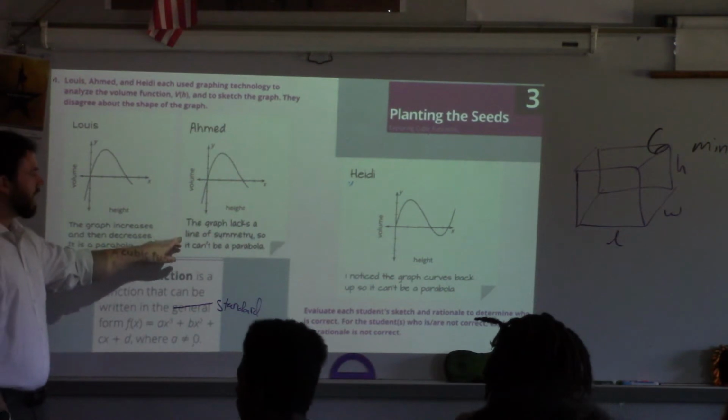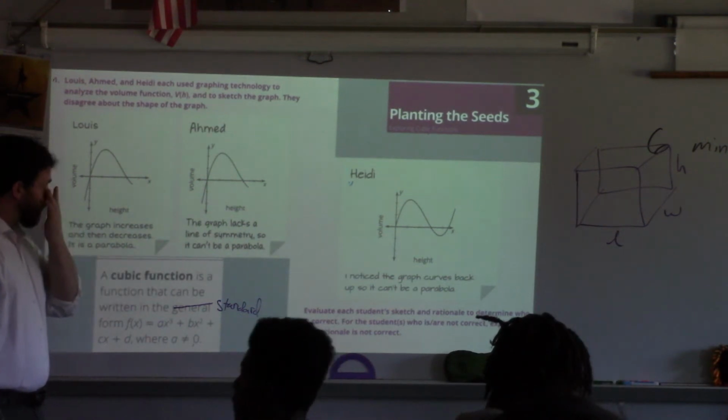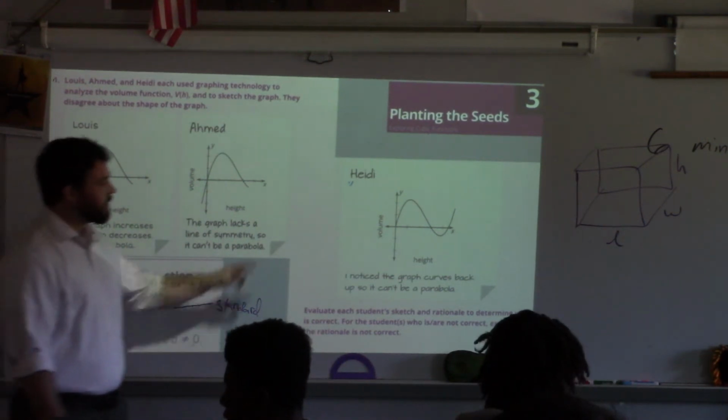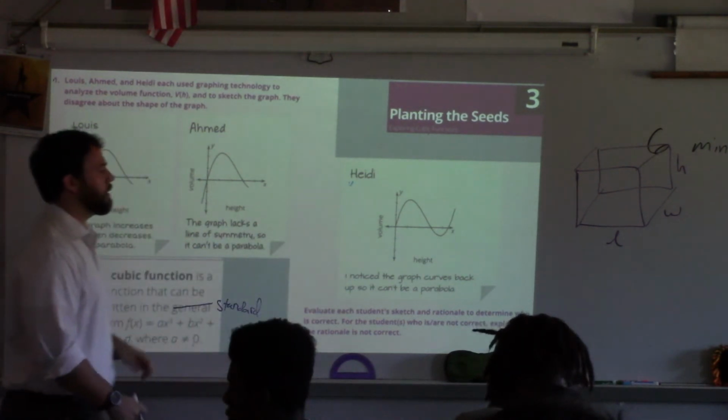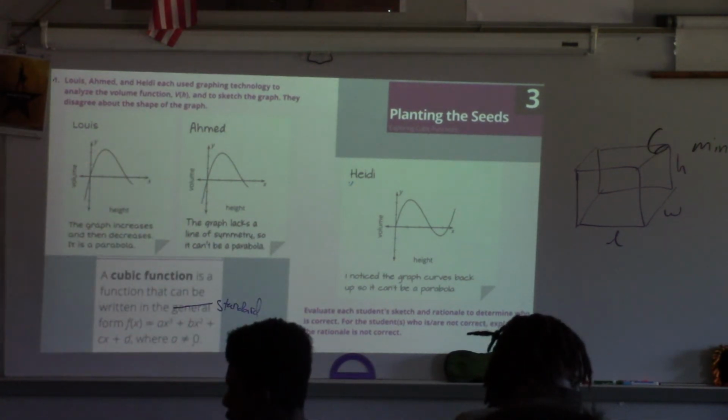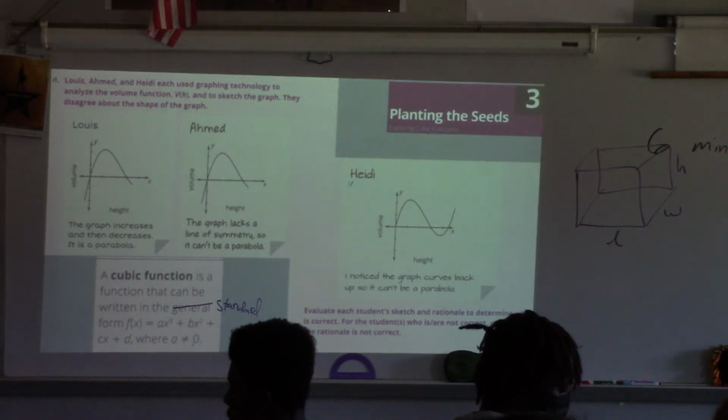Ahmad says the graph lacks a line of symmetry, so it can't be a parabola. Heidi says, I noticed the graph curves back up, so it can't be a parabola. Who is most correct in this situation? Heidi and Ahmad. So is it a parabola? No. And I need you to hear me very clearly on this.